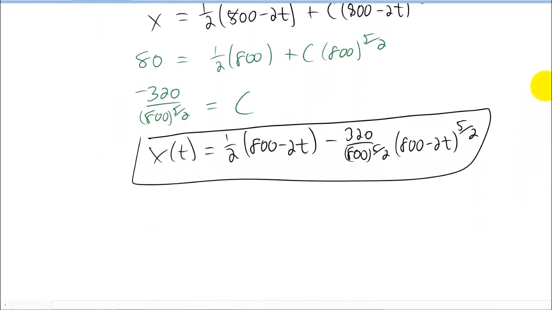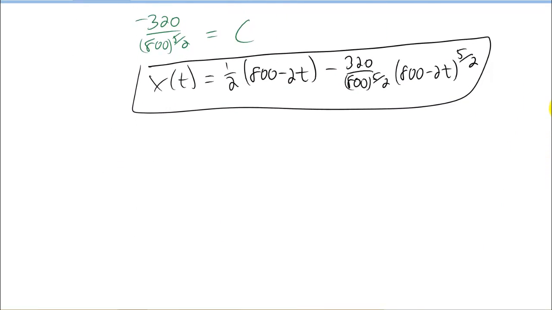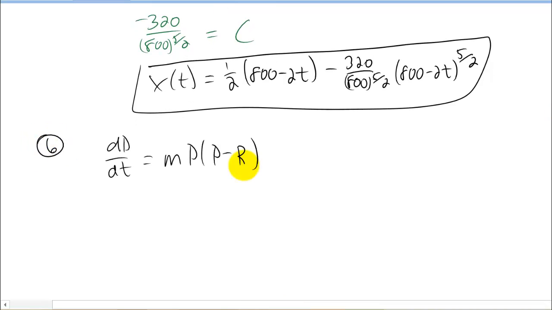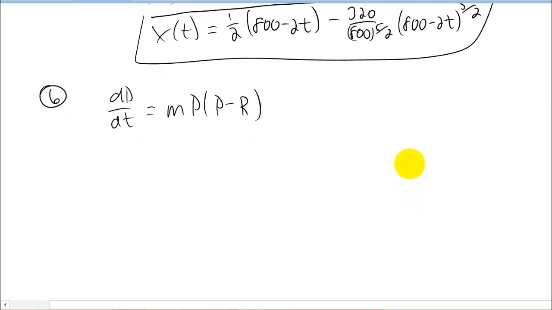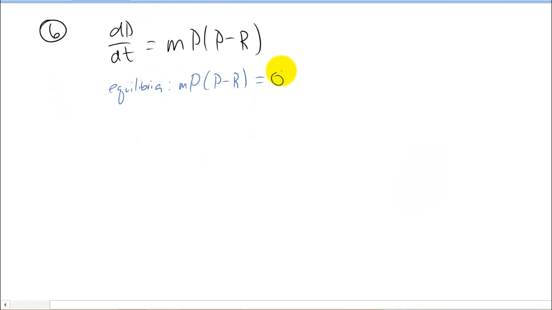Now if I was taking a test, of course I would double check everything. But I'm just going to go ahead and move on to the last problem, which gives you this model and tells you to set up a phase portrait for it. And to set up a phase portrait, the main step is to find the equilibria, which means set the derivative equal to 0. M and R are just constants in this problem. So you get one equilibrium at 0 and 1 at R.